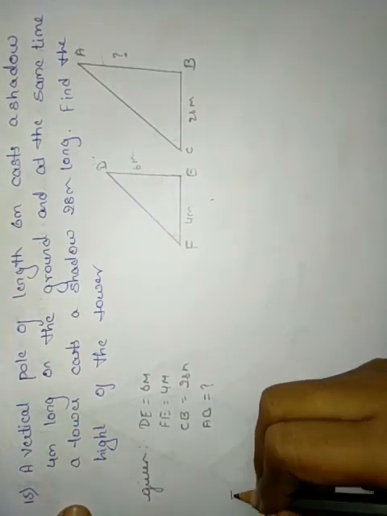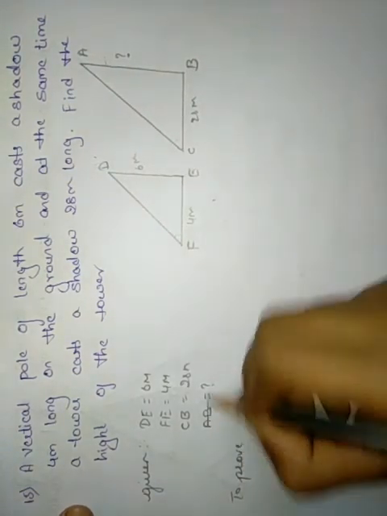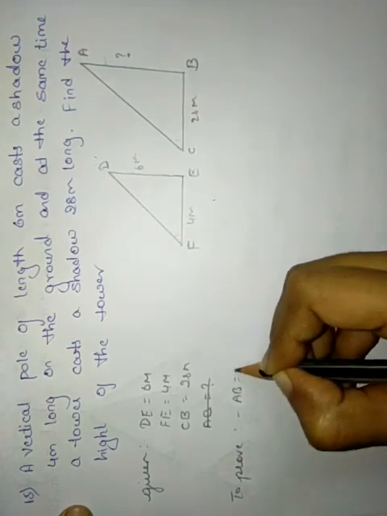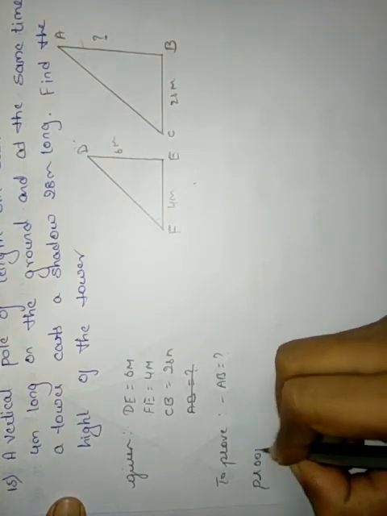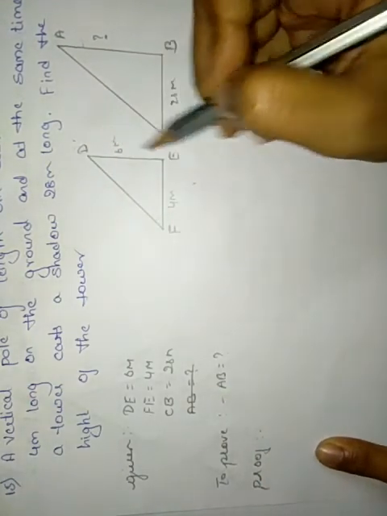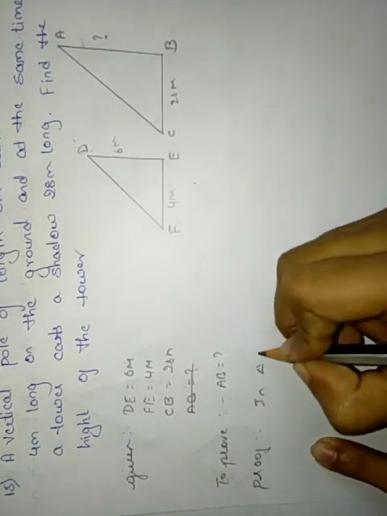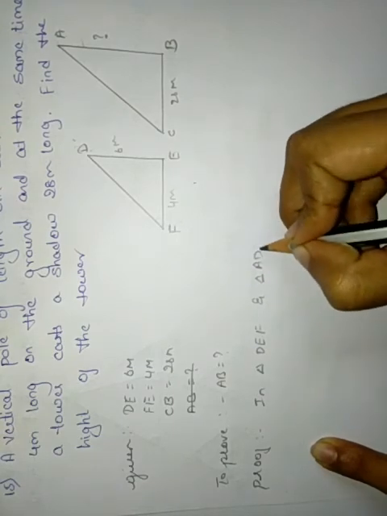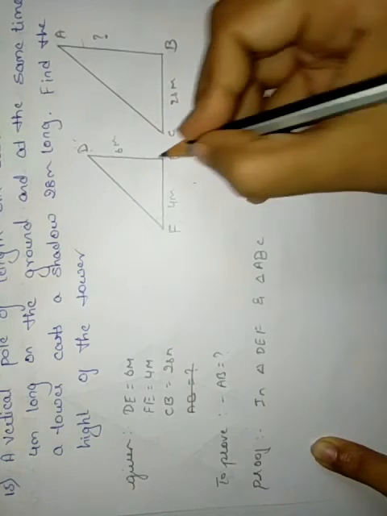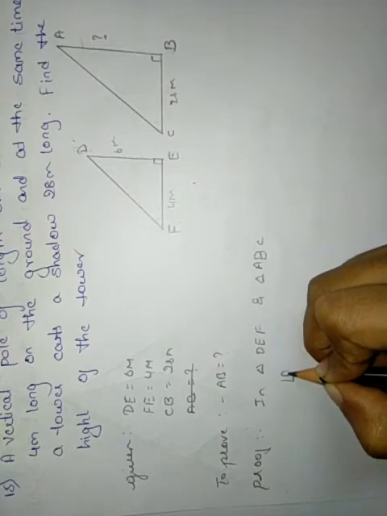Now these are the given things. Now to prove. Here to prove means, that is what we have to find, AB only. We have to find AB. To find AB, let's begin the proof. In triangle DEF and triangle ABC, in these two triangles, angle E is equal to angle B, because each is 90 degree.